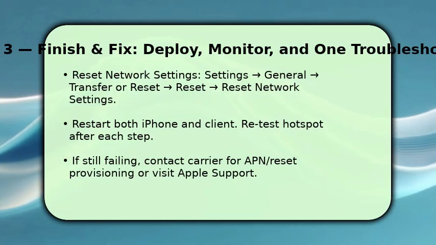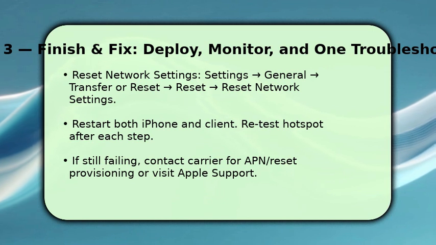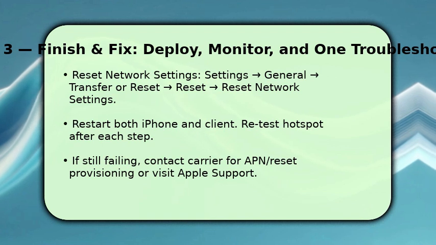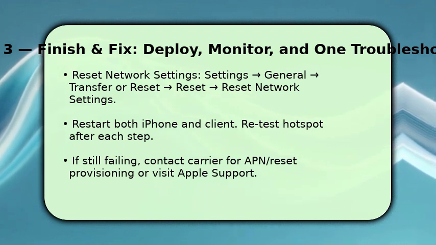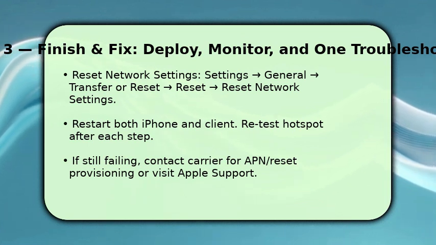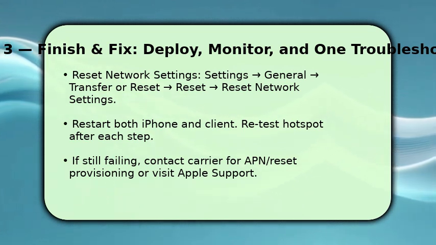To complete the fix, perform a targeted reset if connections still fail. Go to Settings, General, Transfer or Reset, Reset Network Settings. This clears problematic APN and Wi-Fi data while preserving content. Make sure to restart both the iPhone and the client device and test again after each action.